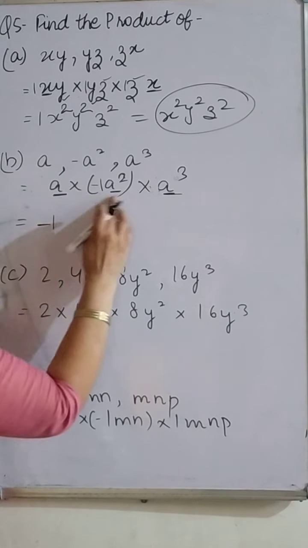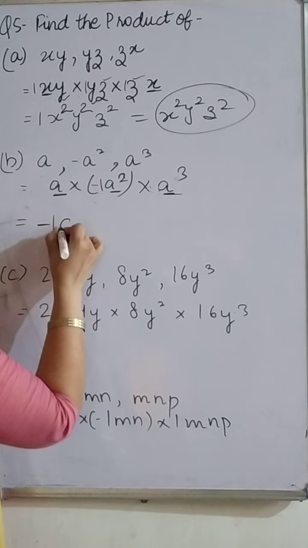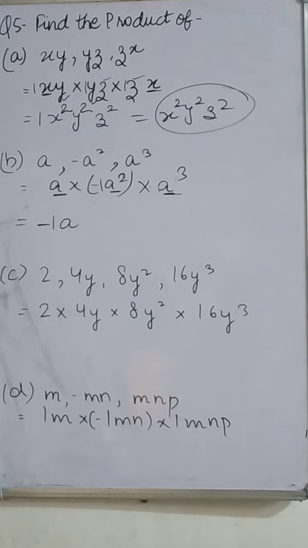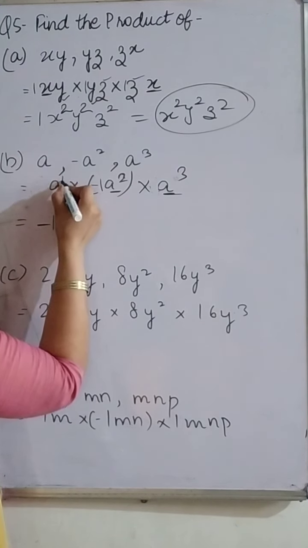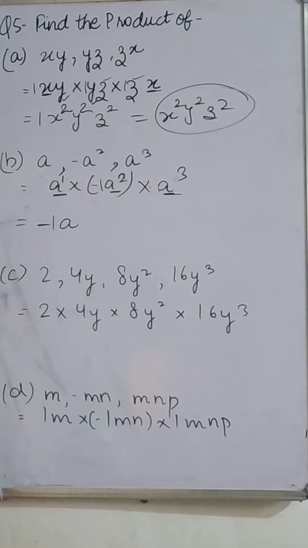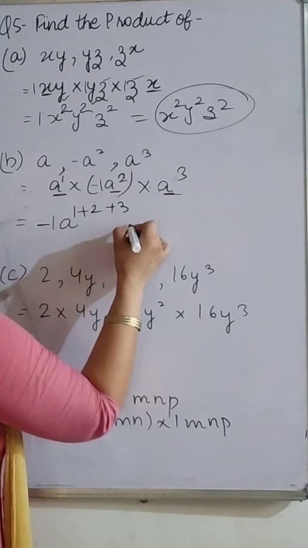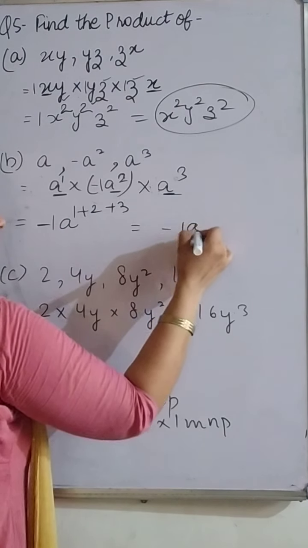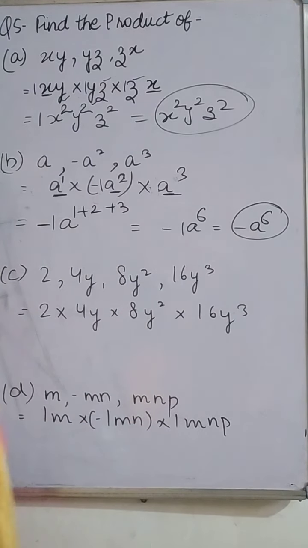Now variables, in first variable term is given a, in next a square, and in third a cube. That means these all the 3 terms are with same base. While we multiply 2 or more terms with same base, then base we write as it is and add the powers. Now in first power of a is 1, second power 2, and in next power is 3. So powers will be added. 1 plus 2 plus 3, that is 6. Minus 1 into a raised to power 6. So you can write minus a raised to power 6.